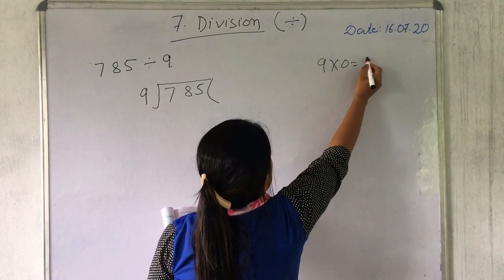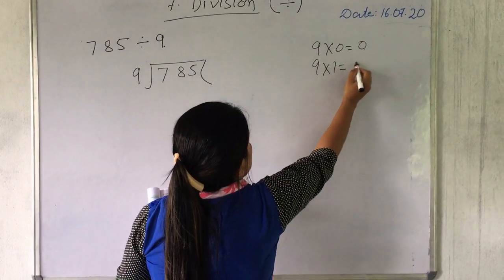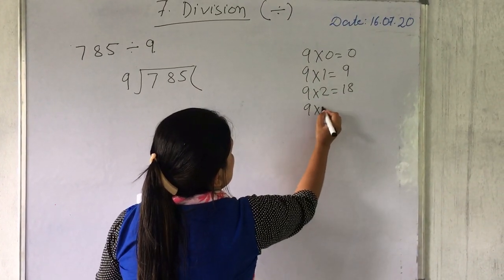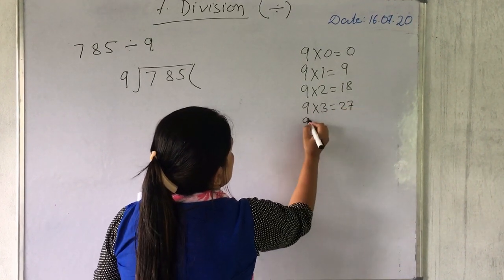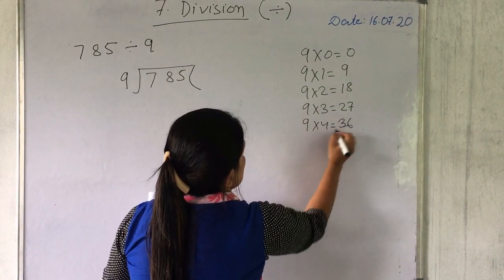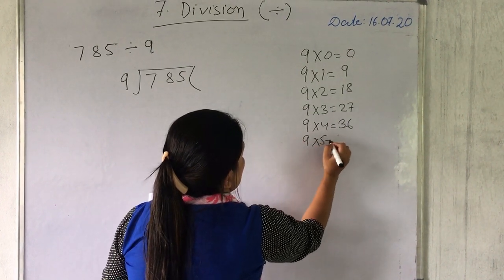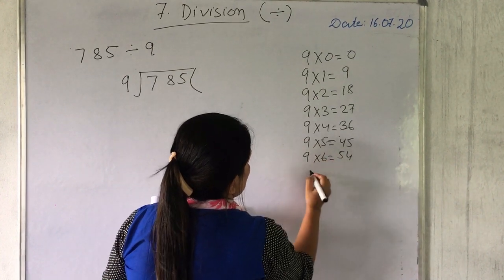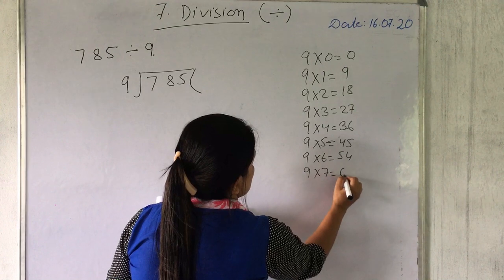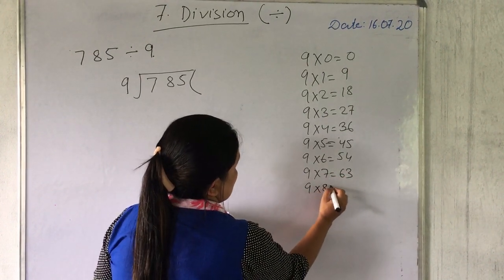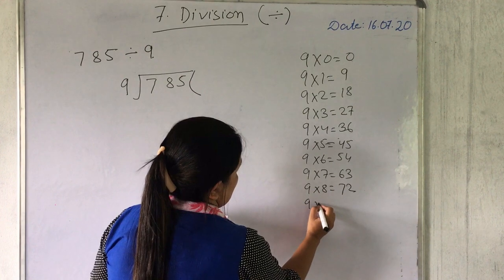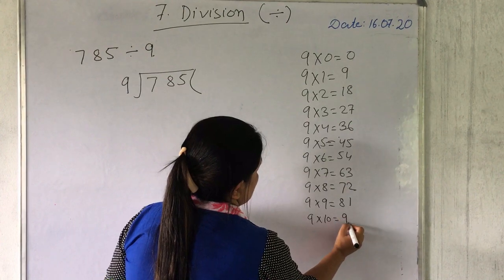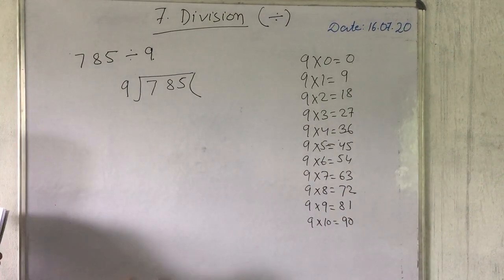9 zeros are 0. 9 ones are 9. 9 twos are 18. 9 threes are 27. 9 fours are 36. 9 fives are 45, 9 sixes are 54, 9 sevens are 63, 9 eights are 72, 9 nines are 81, 9 tens are 90. Got it? Now look here.